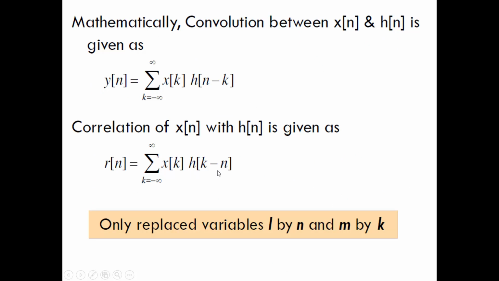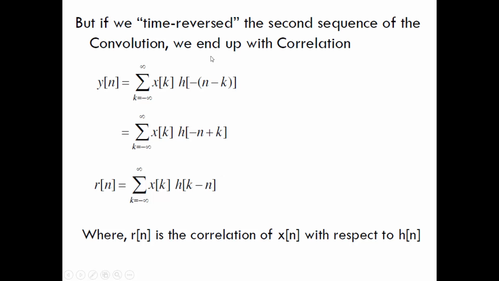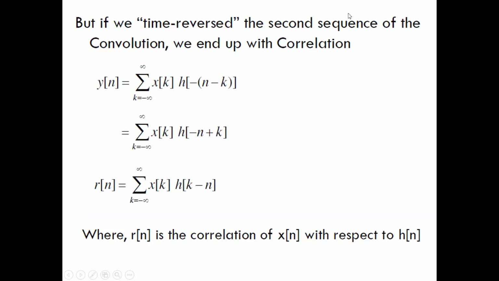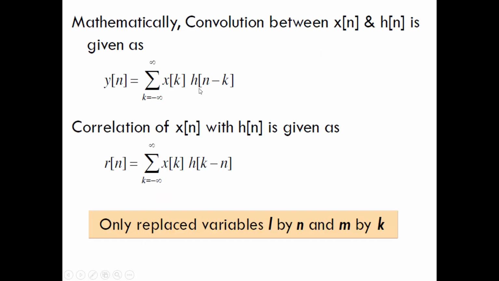So that means if we time reverse the second sequence of convolution, it will be h of n minus k, and we end up with correlation. If we take minus of n minus k, it will be k minus n. So this is the same as correlation.